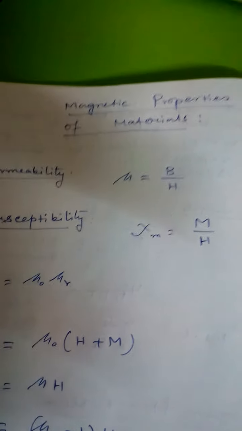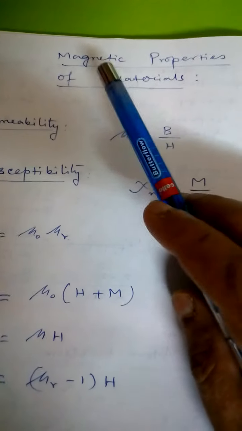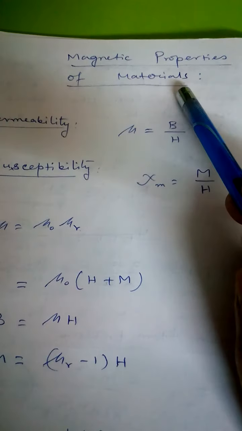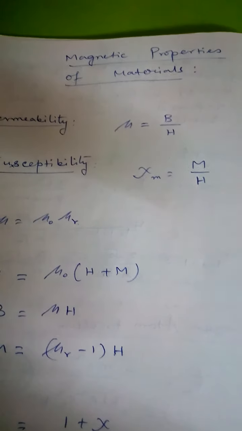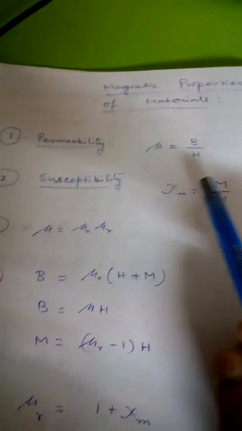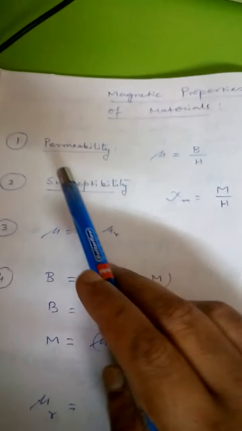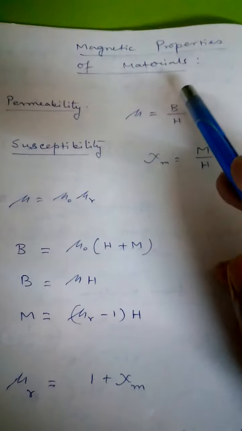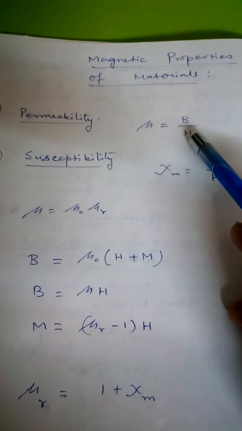Dear students, here I have discussed some important formulas and relations regarding magnetic properties of materials. These relations are very important for solving various numerical problems. Remember these relations. First one is the permeability, mu equals B by H, magnetic flux density by magnetic field.